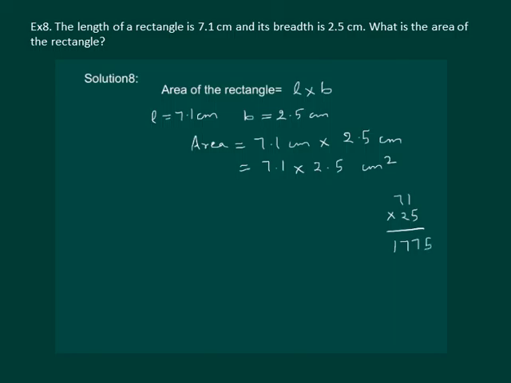This will give us 1775. So we write it here. Now there are two decimal digits, so our decimal will come after two digits, and hence 17.75 centimeter square is the required area.